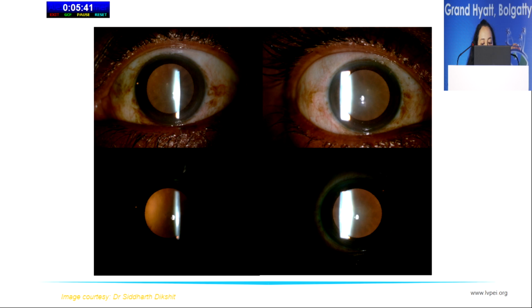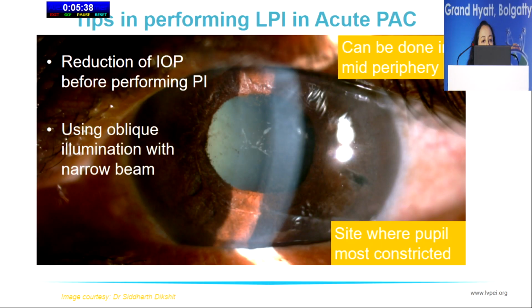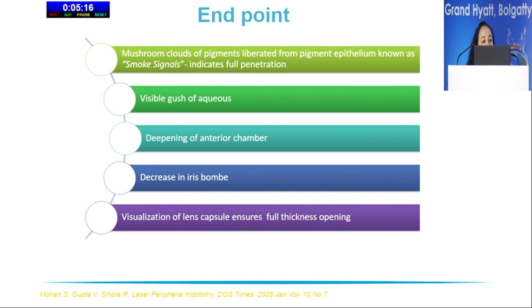In cases of acute angle closure, it is one difficult situation. If it's not possible to do it in the periphery, we can do it in the mid periphery also, where the pupil is most constricted, and we should use oblique illumination with a narrow beam so that the site will be properly visualized because of the presence of corneal edema. Like we talked about the endpoint, there should be this mushroom cloud of pigments with a visible gush of aqueous, and sometimes there will be deepening of the anterior chamber, or if there is a pupillary block, decrease in iris bombe.